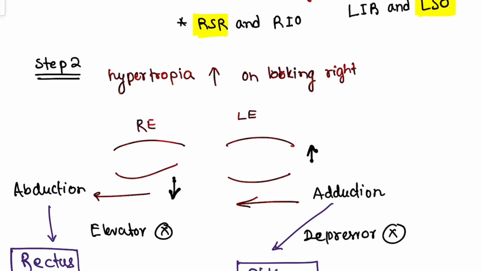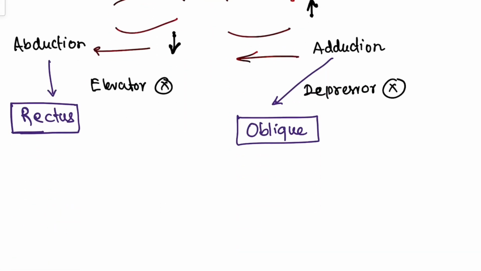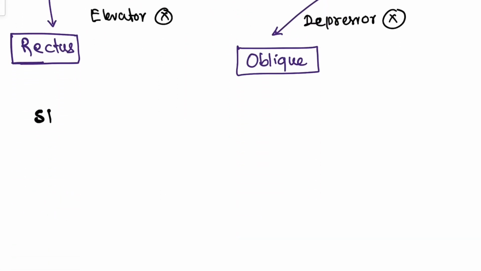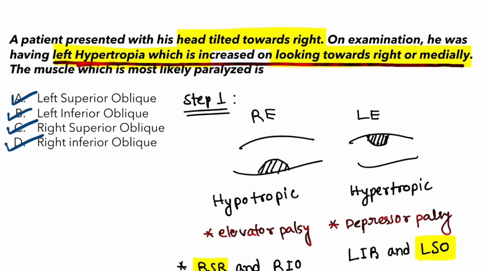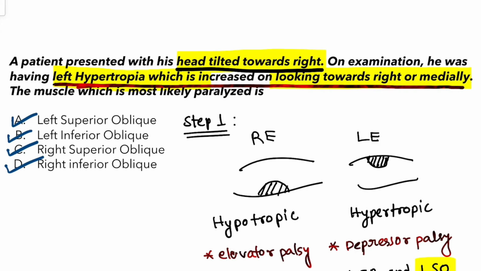After completing step 2, let's go to step 3, the head position. We have to check the position of the head. So here the patient presents with his head tilted towards right. That is, when the patient presents, it is already tilted towards right. So it is a compensatory mechanism to counteract the hypertropia. So head tilted towards right, compensatory mechanism.